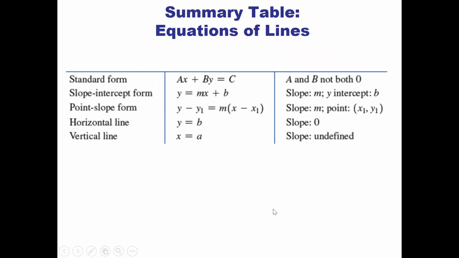All right, so these are the summary of the possible things. We have our standard form, ax plus by equals c. A and b can't both be 0. We have the slope intercept, y equals mx plus b. Here our slope is m, our intercept is the b.